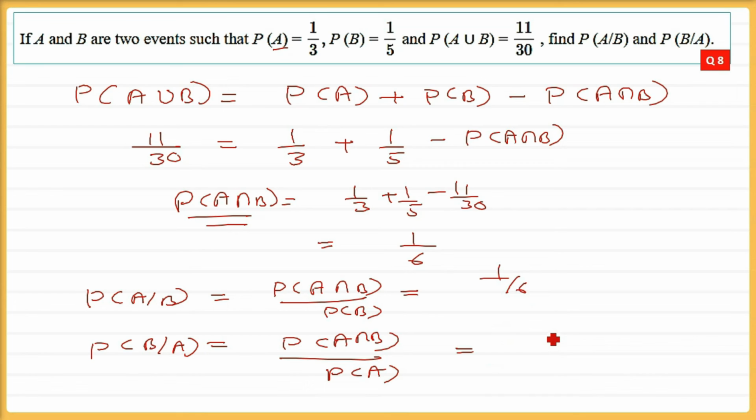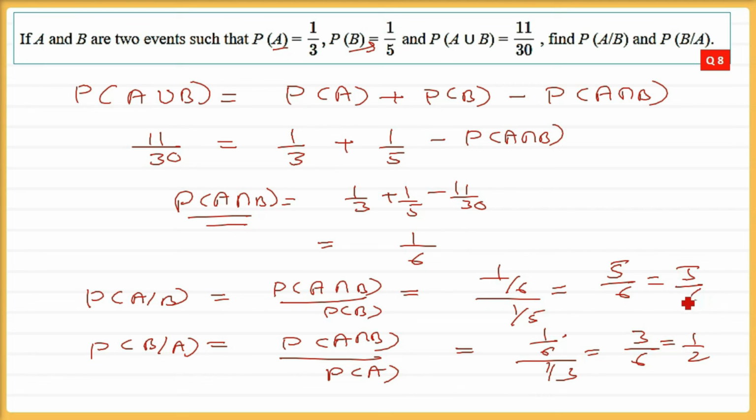So let us write it. In the second part also I'm writing the same numerator. How about the denominator? It's given in the question. P(B) is given in the question, which is 1 by 5. P(A) is given in the question, which is 1 by 3. Now let's solve it. The denominator of the denominator will go as the numerator. So 5 by 6. Again, 3 by 6 will be 1 by 2. So 5 by 6 and 1 by 2 are the results of these questions.